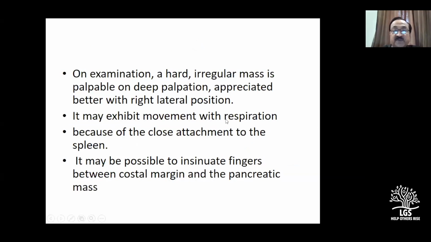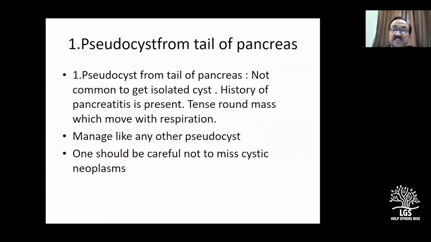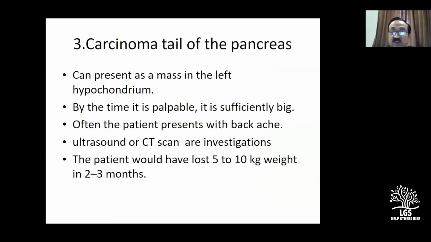It also moves with respiration. As I mentioned to you, because the tail is attached there, it also moves with the respiration. And all features are confusing. This is my case only: a carcinoma arising from the tail, removed along with the spleen, because it was infiltrating even the hilar structures. So from the tail of the pancreas, we have considered 3 possibilities when you have a mass in the left hypochondrium. If there are any questions related to what we have discussed up to now, pseudocyst of the pancreas, cystic neoplasms, and tail of the pancreas presenting as a mass in the left hypochondrium, I will take.